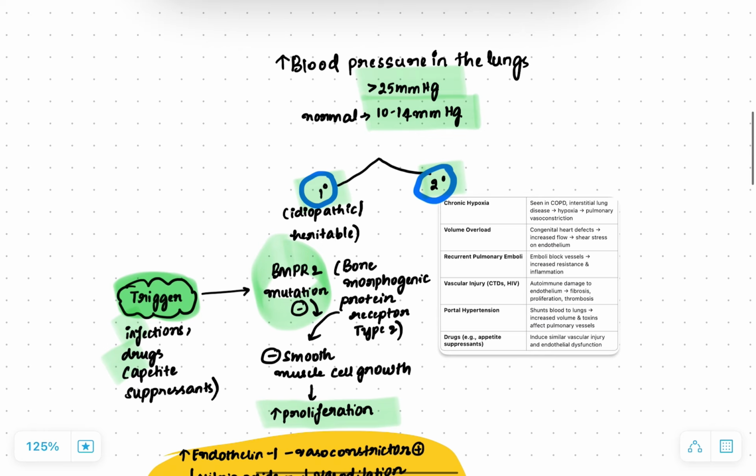And coming to the secondary type, it is caused due to secondary causes like chronic hypoxia leading to pulmonary vasoconstriction, volume overload causing stress on the endothelium, and recurrent pulmonary emboli which block the blood vessels and increase the resistance. Also inflammation and vascular injuries which cause increase in the fibrosis, proliferation and thrombosis, portal hypertension which increases the volume, and toxin effects on the pulmonary vessels, and drugs like appetite suppressants which induce similar vascular injury and endothelial dysfunction.